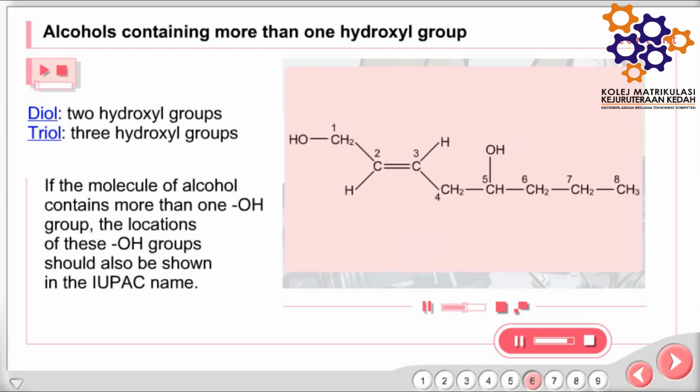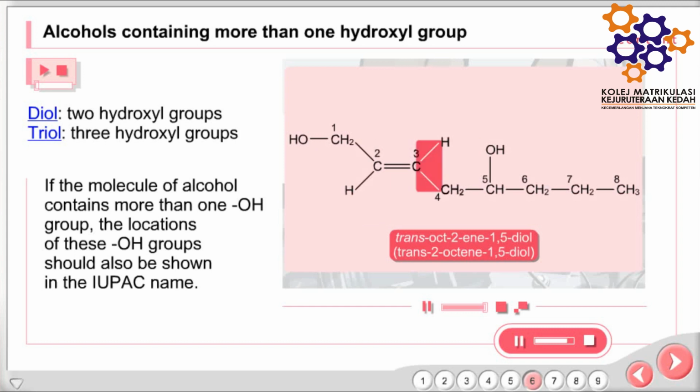What would be the name of the compound shown on the screen? The longest chain consists of 8 carbon atoms. It contains 1 double bond starting at the second carbon atom, therefore the compound is a derivative of octene. The geometric configuration at the double bond is trans. The compound contains 2 hydroxyl groups at carbons 1 and 5. The full name is then trans-oct-2-ene-1,5-diol.